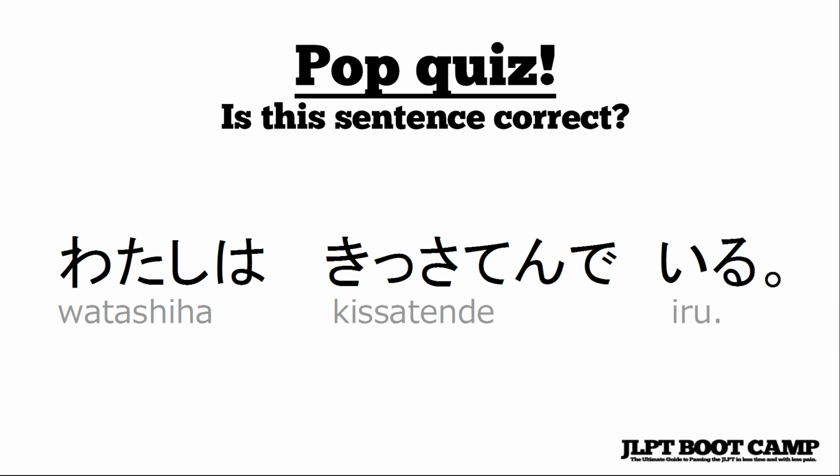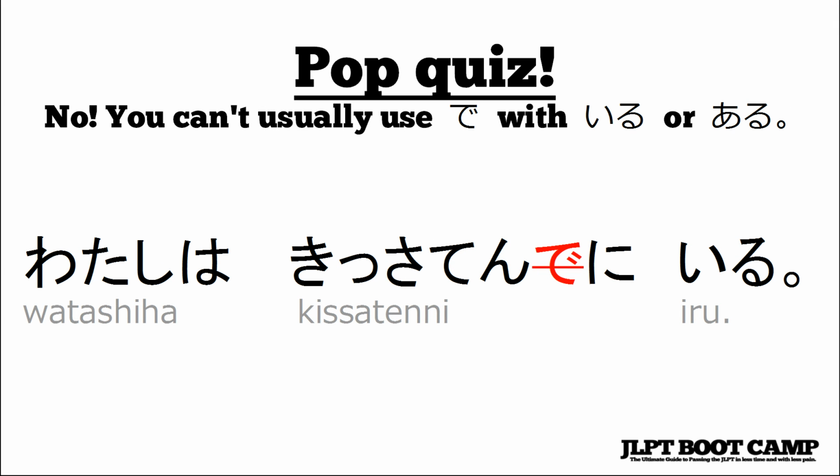So, are you with me so far? Let's have a little short pop quiz here. Is this sentence correct? Watashi wa kisaten de iru. No. You can't usually use de with iru or aru. This is really important, very easy to mess up. So keep that in mind for the test and just for Japanese in general. You can't use de with iru or aru. Usually, there's some situations where you can use it, but just keep in mind an action has to be taking place in order for you to use de.